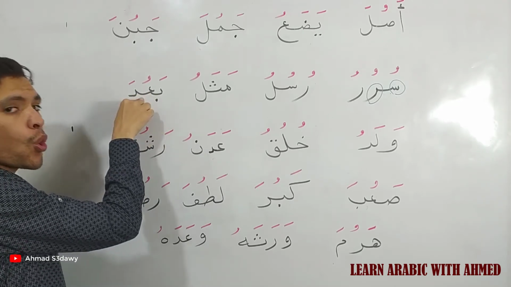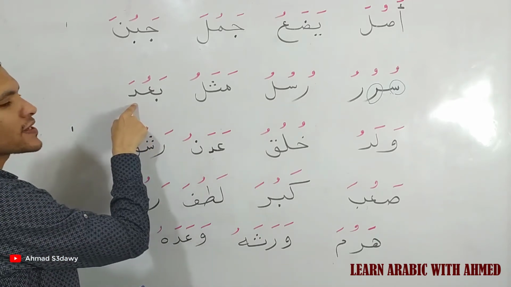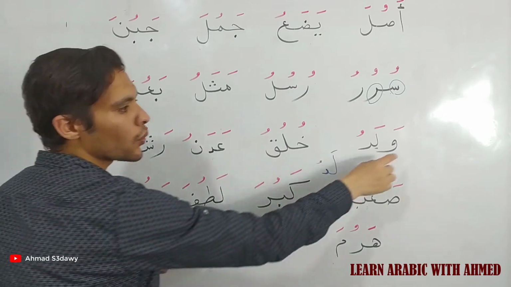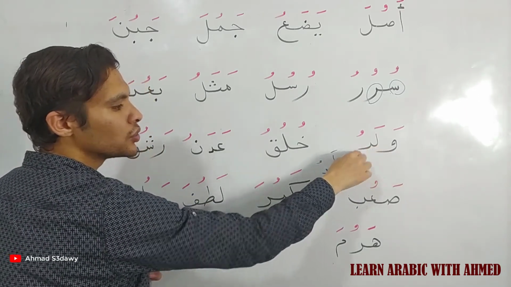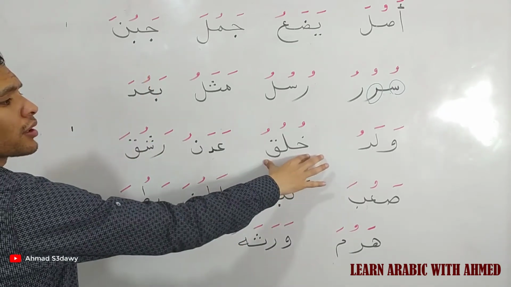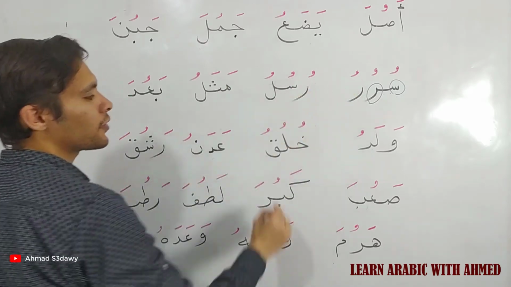And here, this is ba, and ayn, and dal. Ba'u, because there is dhamma, and there is dal with fatha, da. Ba'uda. So, wa, la, du. Waladu. Here, we have 3 dhammas, like here and here.